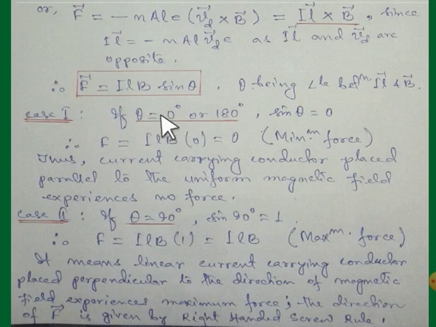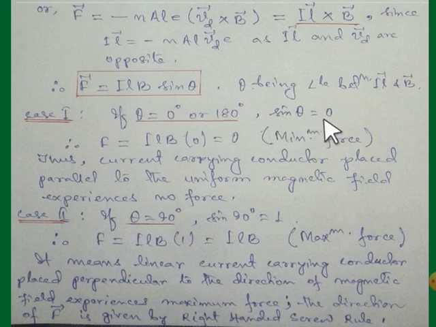If theta is equal to 0 degree or 180 degree, that means your current carrying conductor is placed parallel to the direction of the magnetic field B. The current may be in the direction of the magnetic field, or it may be anti-parallel, opposite, but the conductor is placed parallel to the magnetic field, no doubt. So if theta is equal to 0 degree or 180 degree, then what happens?